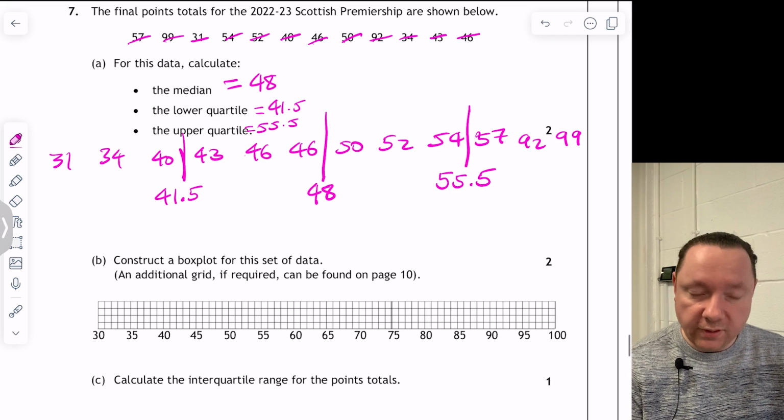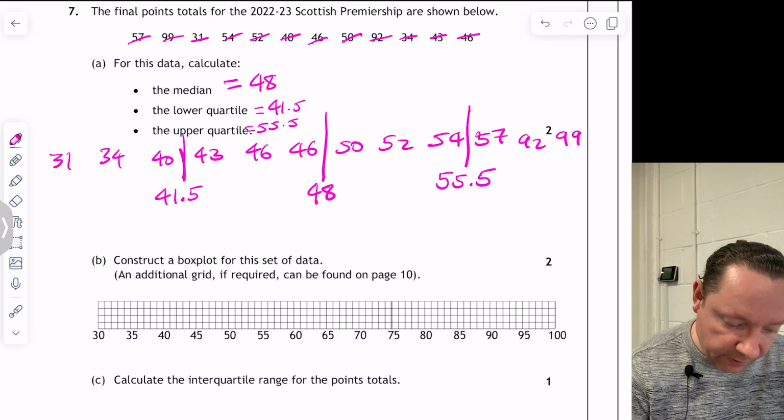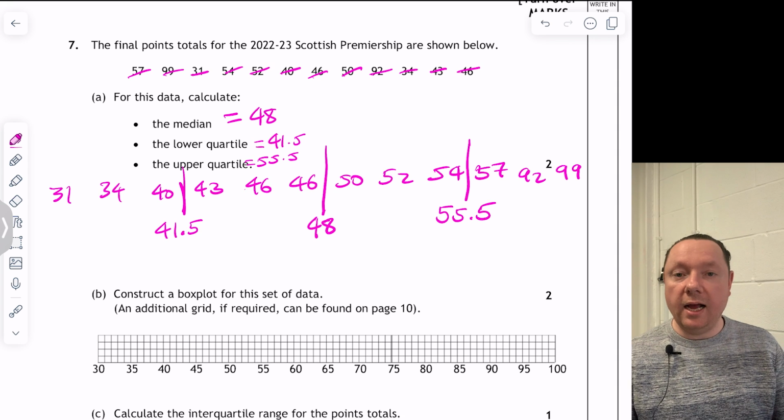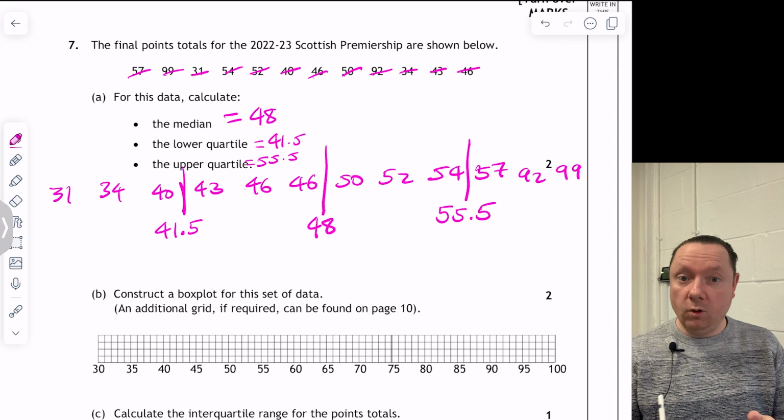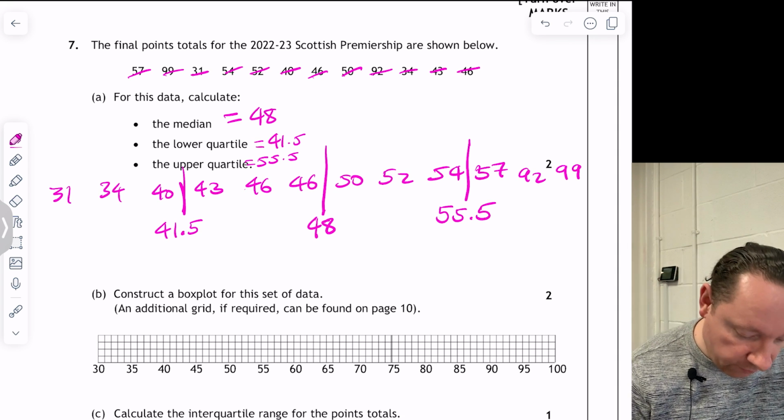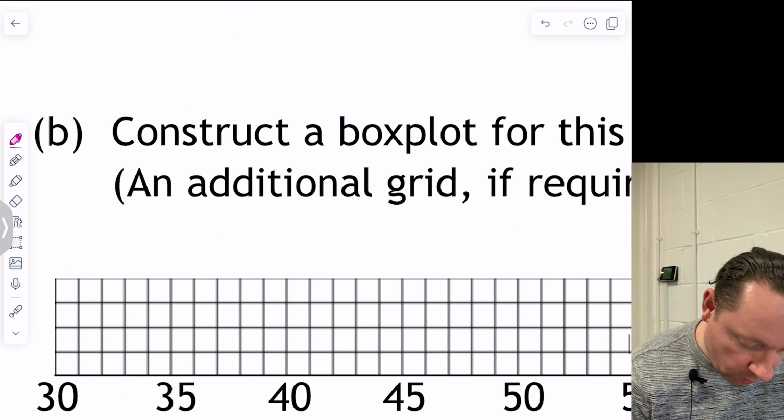So the box plot for this set of data. So a box plot has got 5 pieces of information on it. It's got the smallest and highest numbers, your lower and upper quartile, and your median. So let's have a look at this. Check what it is going up in first of all.